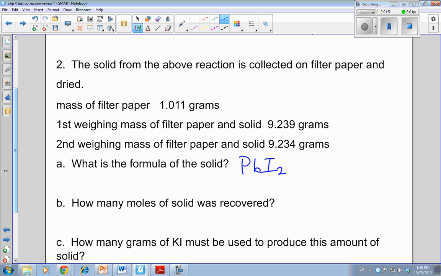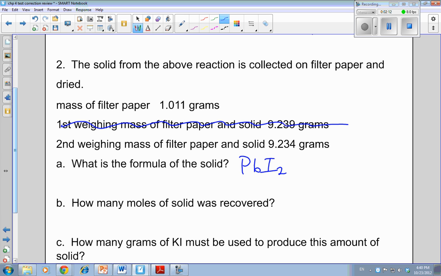So then in the lab description, it tells me that we have some filter paper, that we filtered everything and we let it dry. And the first time we weighed it, it weighed 9.239. And the second time we weighed it, it weighed less because it wasn't done drying yet. So anytime you see a first weighing and second weighing, if you really read it, if it's weighing to dryness, you mark out all the weighings except for the last one.